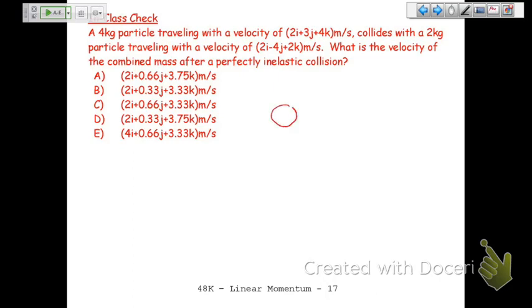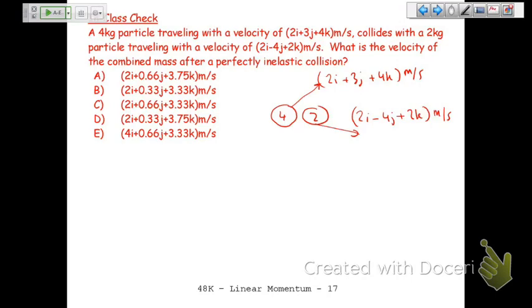A 4 kilogram particle traveling with a velocity of 2I plus 3J plus 4K meters per second collides with a 2 kilogram particle that has a velocity of 2I minus 4J plus 2K. I'm not making any attempt to get these arrows in the right directions. I'm just figuratively representing velocity vectors.